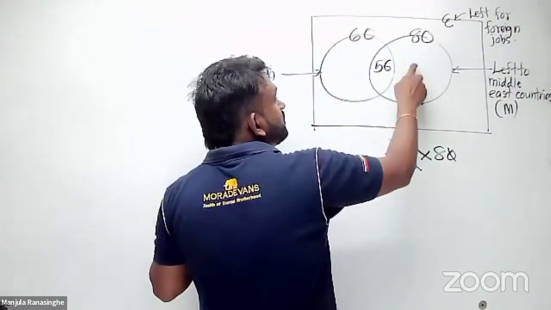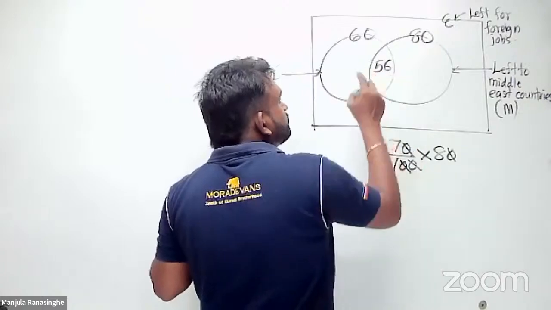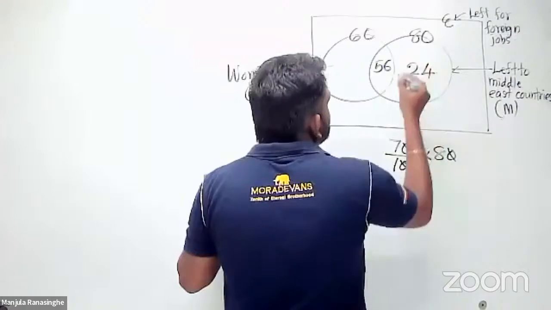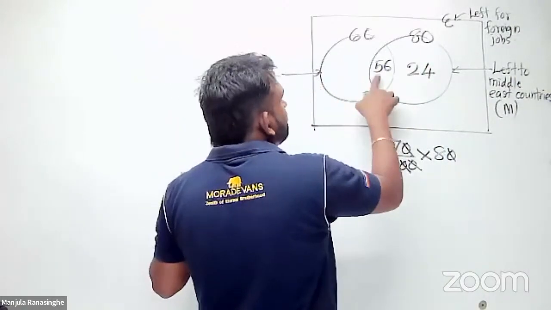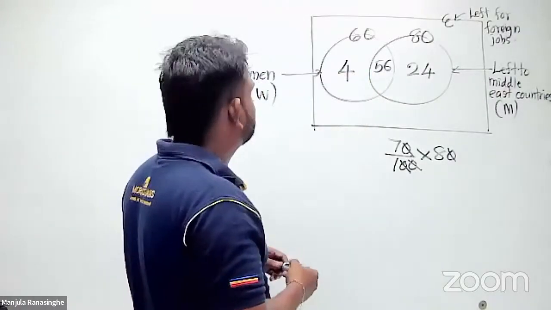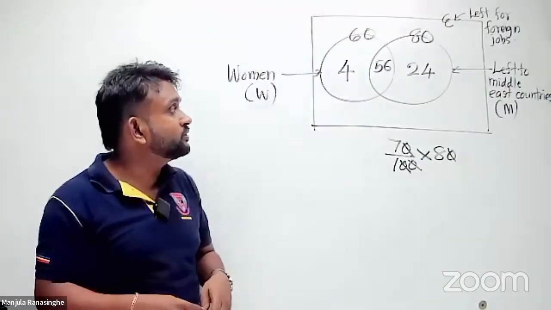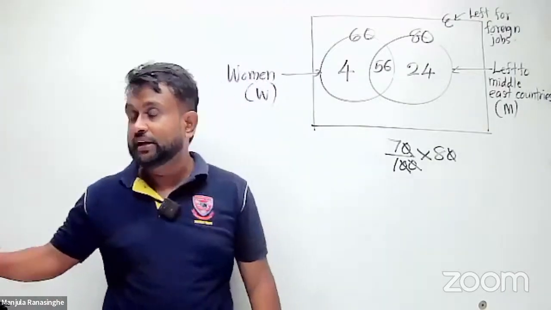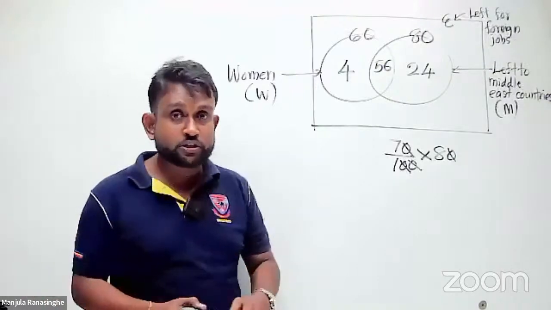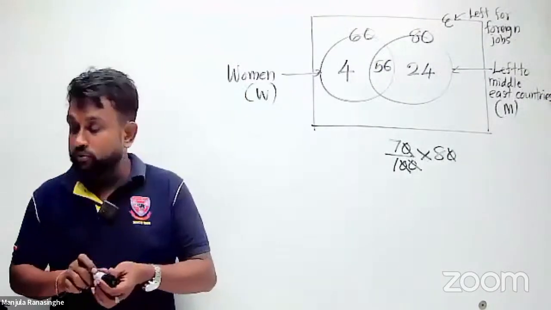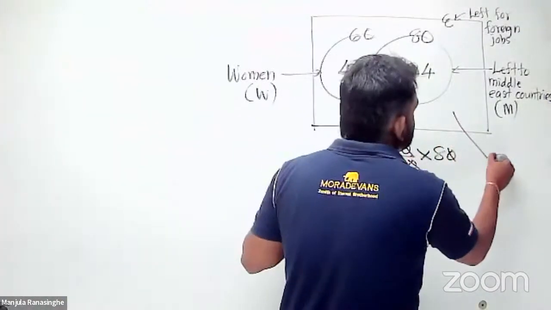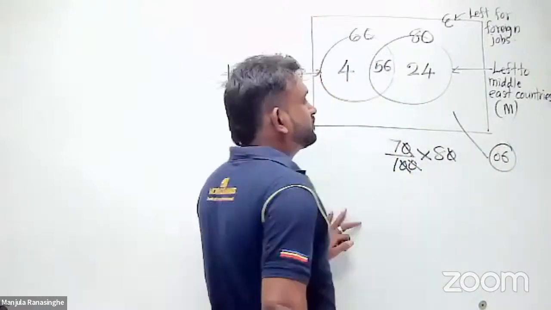Now you can calculate this region. How? From 80 subtract this part: that is 24. Then you can find the other part, so 56 and 4 are there. Understood? So that is the complete Venn diagram. They are asking to copy the Venn diagram and include the information on it. For indicating this information you have 6 marks.